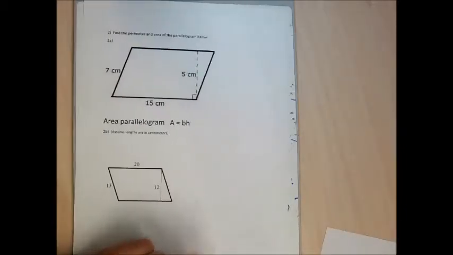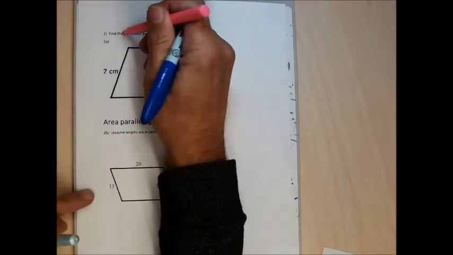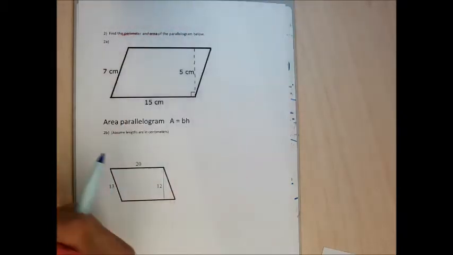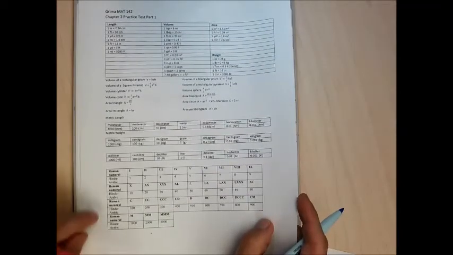Problem 2 gives me a couple of parallelograms, and it wants me to find both the perimeter and the area. I'll do the area first, and I'm going to get the area formula from my sheet. So this is a parallelogram. The area is base times the height.